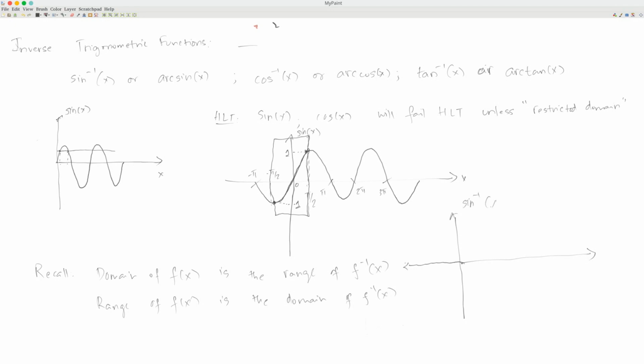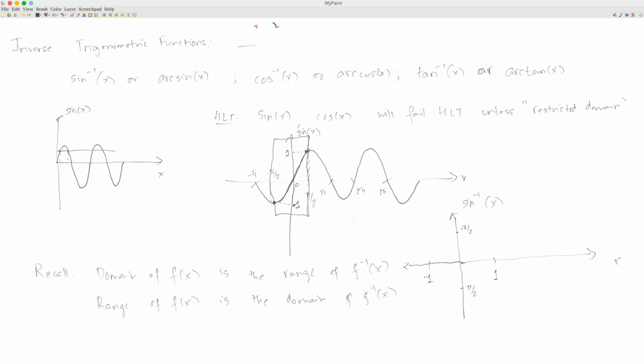So we have sine inverse of x here. The domain that I've restricted is between minus pi over 2 and pi over 2. So now the domain becomes the range, so sine inverse of x will be between minus pi over 2 and pi over 2. And the range is going to become the domain. The range of sine x is between negative 1 and 1. So that's going to become our domain, negative 1 and 1.